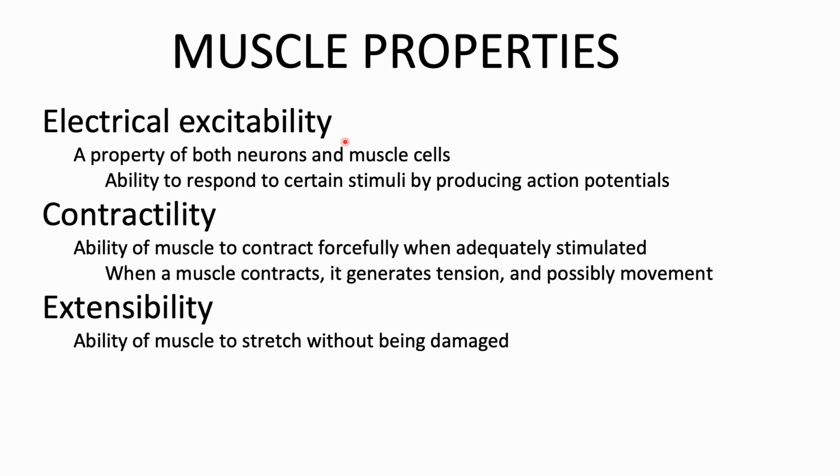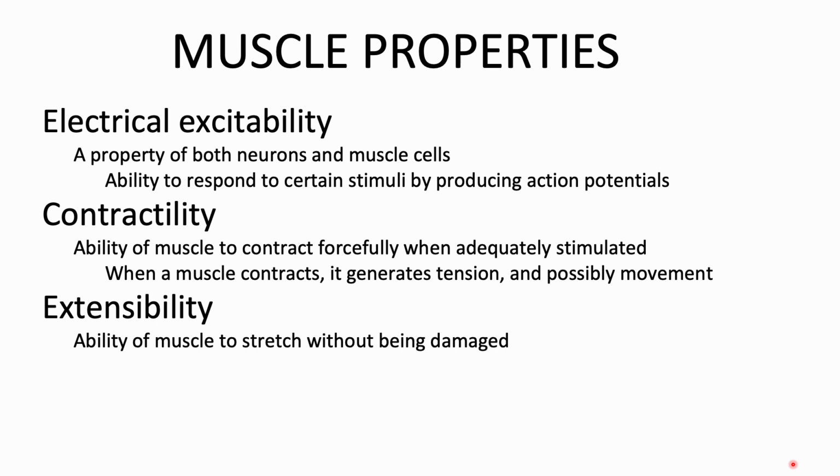Electrical excitability is a property of both neurons as well as muscle cells that allows them to respond to certain stimuli by producing action potentials. This means that they're able to generate electrical impulses that can travel along their membrane and transmit signals throughout the body. Now, contractility is the ability of muscles to contract forcefully when they are adequately stimulated.